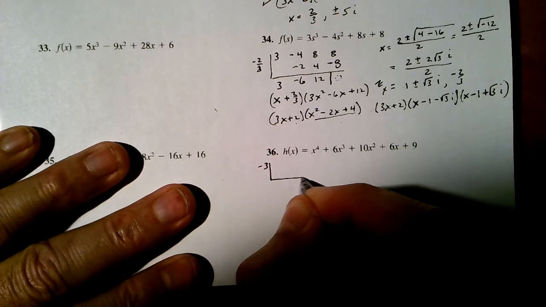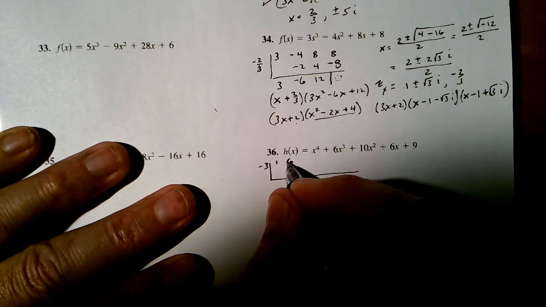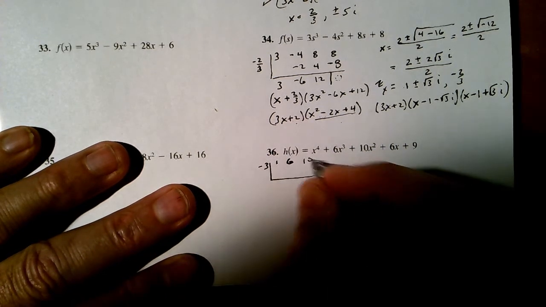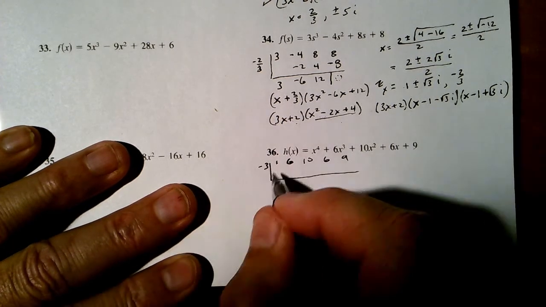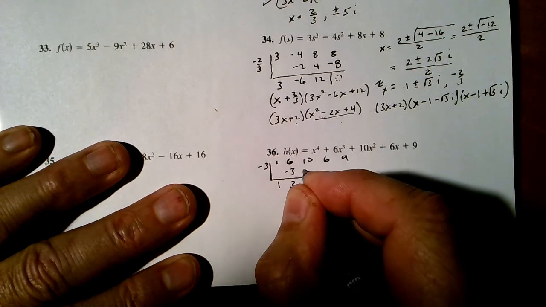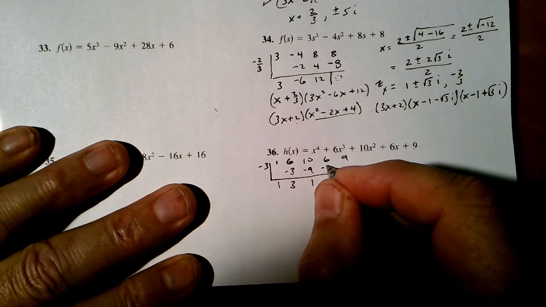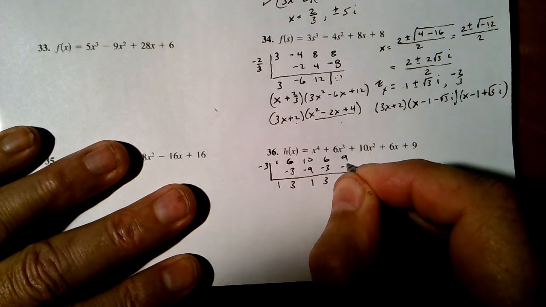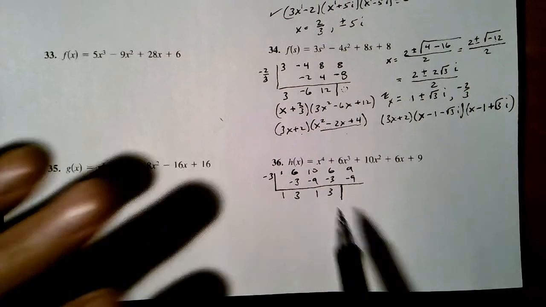Negative 3 into 1, 6, 10, 6, 9. 1 goes in once, times negative 3, add them. 3 times negative 3, add them. 1 times negative 3, add them. 3 times negative 3. Yay. Now, 1, 3, 1, 3.